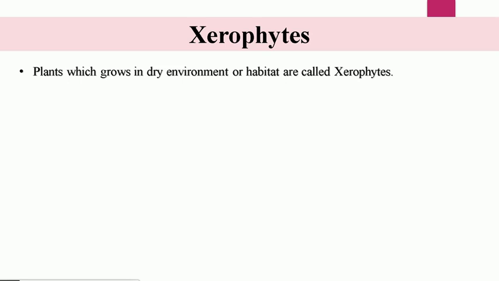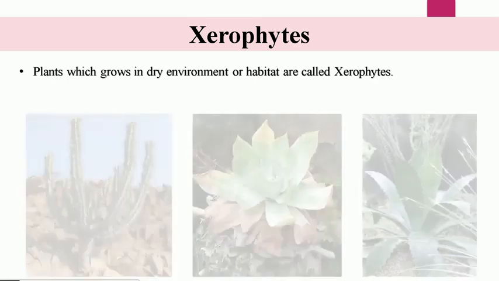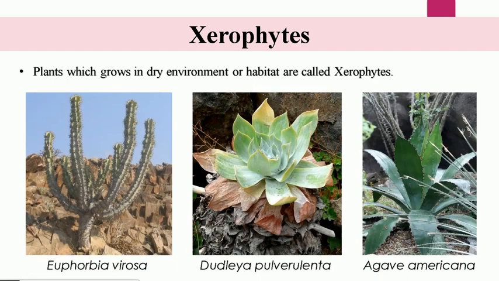And now xerophytes. Xerophytes are the plants which grow in a dry environment or habitat, or you can say xeric condition. The places where available water is not present in adequate quantity are known as a xeric environment or xeric habitat. And these are the examples of xerophytes.